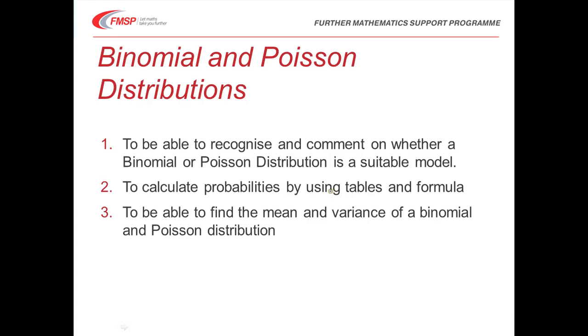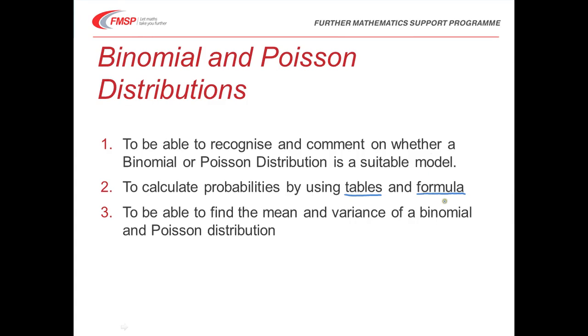So, things you need to be able to do. You need to be able to recognise and comment on whether a binomial or Poisson is a suitable model. It's very important that you appreciate that these are discrete models, and I'll talk about that in a bit more detail later. You need to be able to calculate probabilities by either using the tables, which are incredibly convenient, or the formulae, which are very, very useful when you can't use the tables. You also need to be able to find the mean and variance of binomials and Poissons, and most of this is actually in the formula booklet, so it's not too bad.